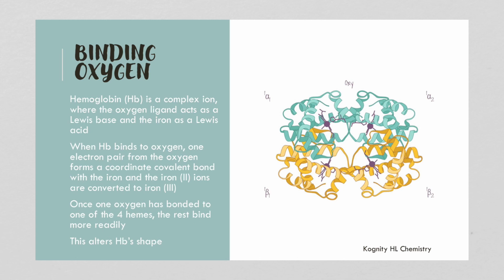And then once one oxygen is bound, it makes it much easier for the remaining three of the four heme groups to bind to oxygen more readily. And this action actually changes hemoglobin's shape. So you can actually see the difference. This is the oxygenated version, and there's actually a deoxygenated version as well.